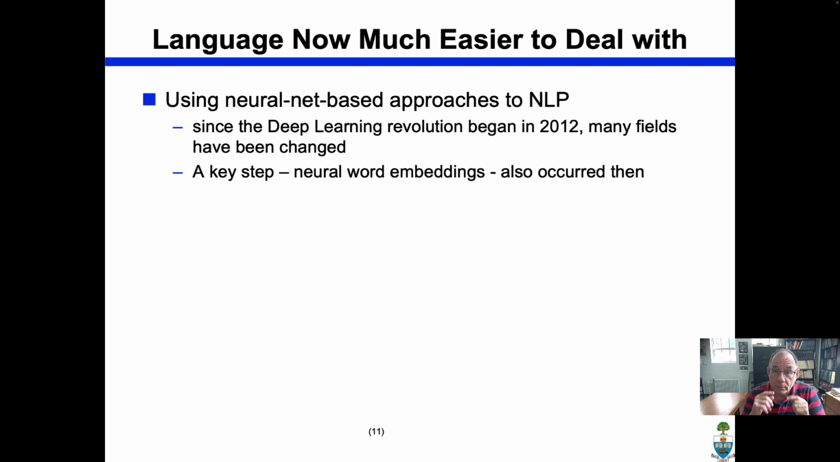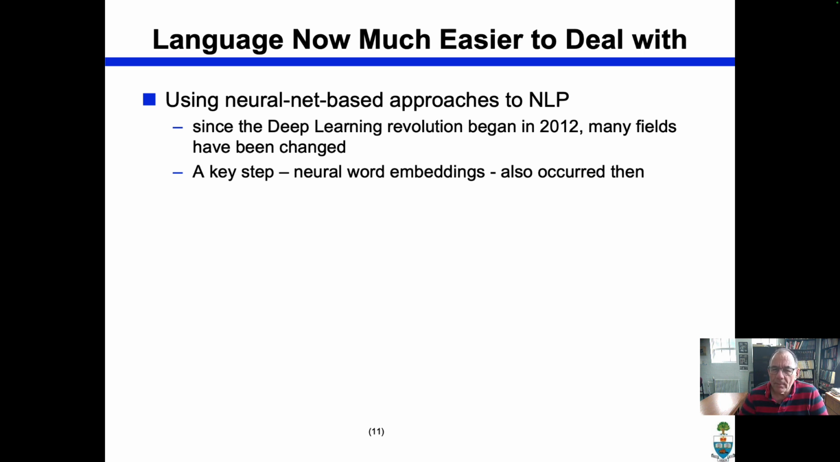But now language is much, much easier to deal with. And it's all due to neural network-based approaches to natural language processing. And this has been helped since the deep learning revolution began in 2012. Began in that building right behind me, actually, which is kind of a neat thing to say here about the University of Toronto.